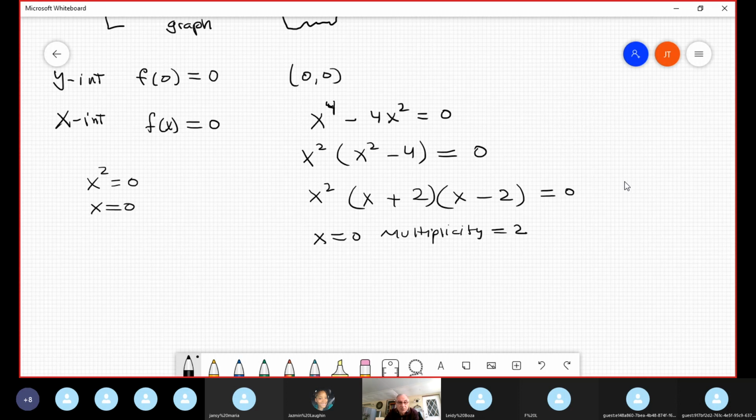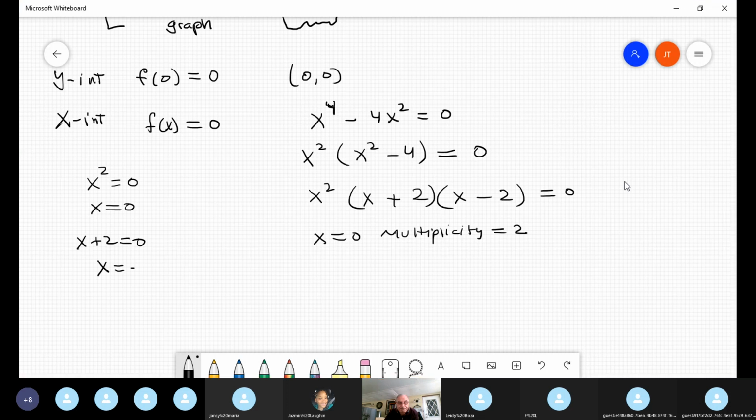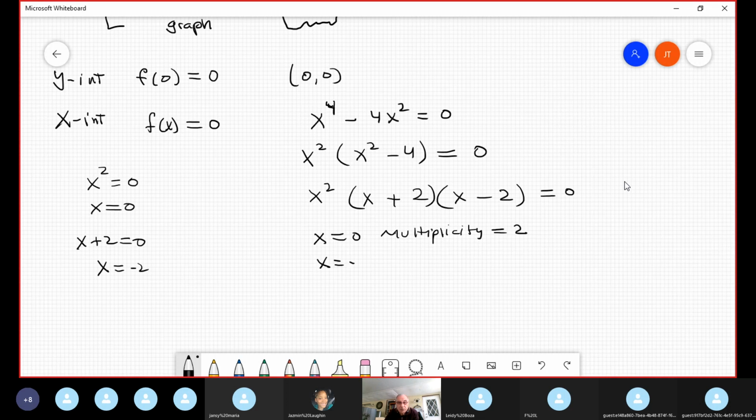And the rest is x plus 2 equals 0. It's negative 2. X equals minus 2, multiplicity 1. And x equals positive 2, multiplicity 1 again. Okay? 1 plus 1 is 2, plus 2 is 4, equal to the degree. So the sum of the multiplicities is equal to the degree.